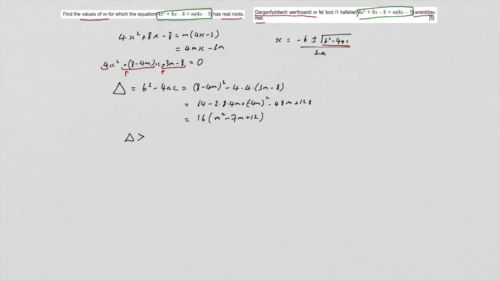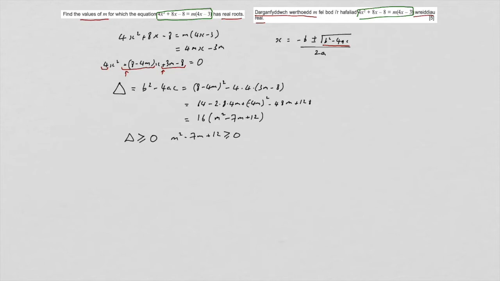For real roots, we need the discriminant to be greater than or equal to 0. And to determine this, we don't need to worry about the 16 because it won't change whether the whole thing is positive or not. So we can just look at m squared minus 7m plus 12 being greater than or equal to 0.